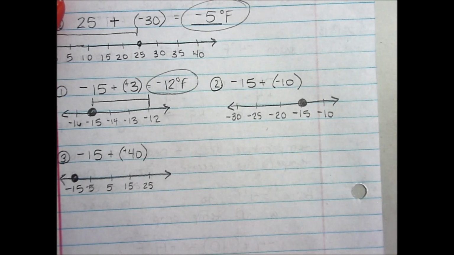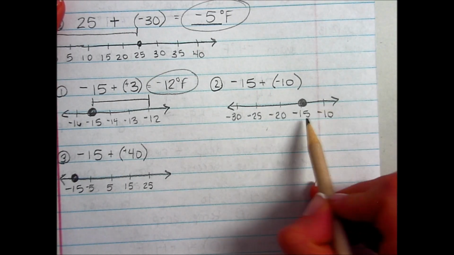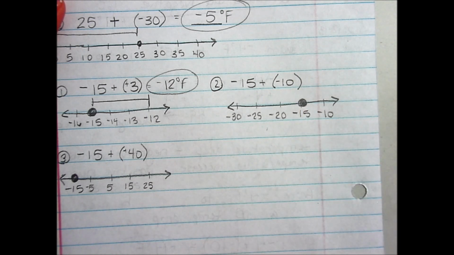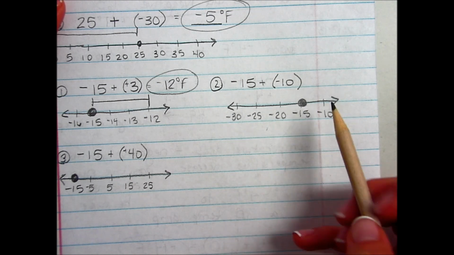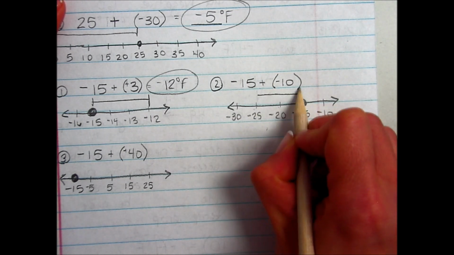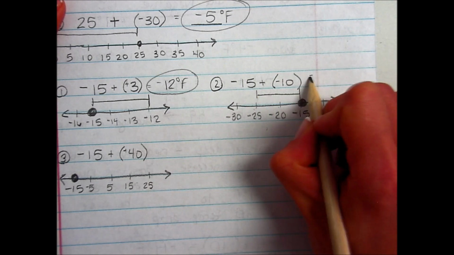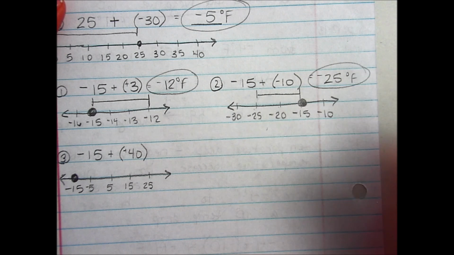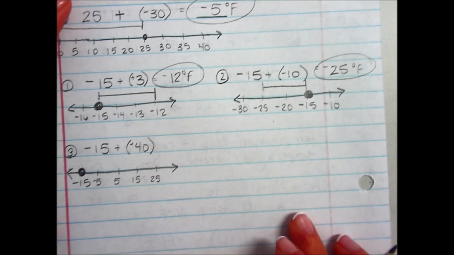Okay, so for number 2, starting at -15, this time I have a temperature decrease. I have to go down by 10 degrees. Jordan? 5, 10. That does give me -25 degrees Fahrenheit as my new temperature.